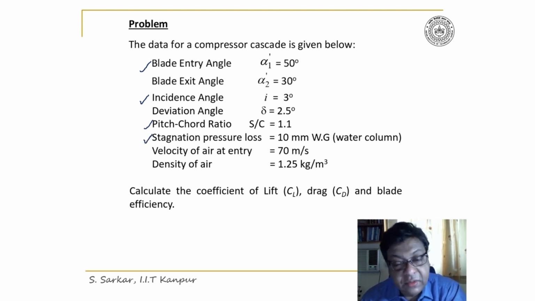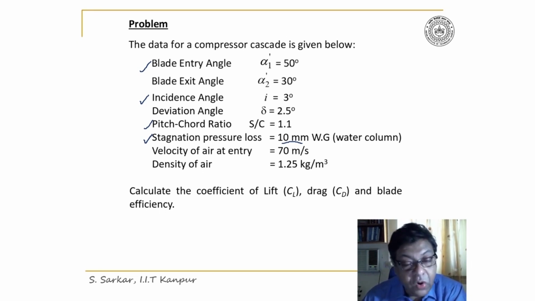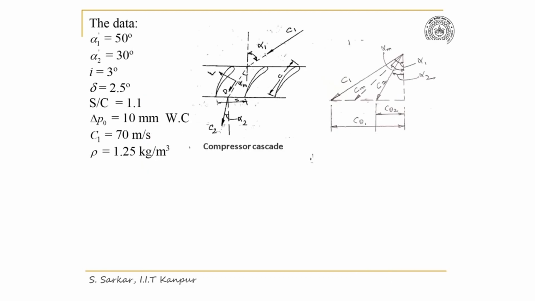Stagnation pressure loss del P0 is stated as 10 millimeter of water gauge, that's water column. You'll have to convert to the meter of air. Velocity of air at entry is 70 meter per second. Air density is stated as 1.25 kg per meter cube. Calculate lift coefficient, drag, and the blade efficiency, eta B. I'll solve the problem now. So let me state the data.